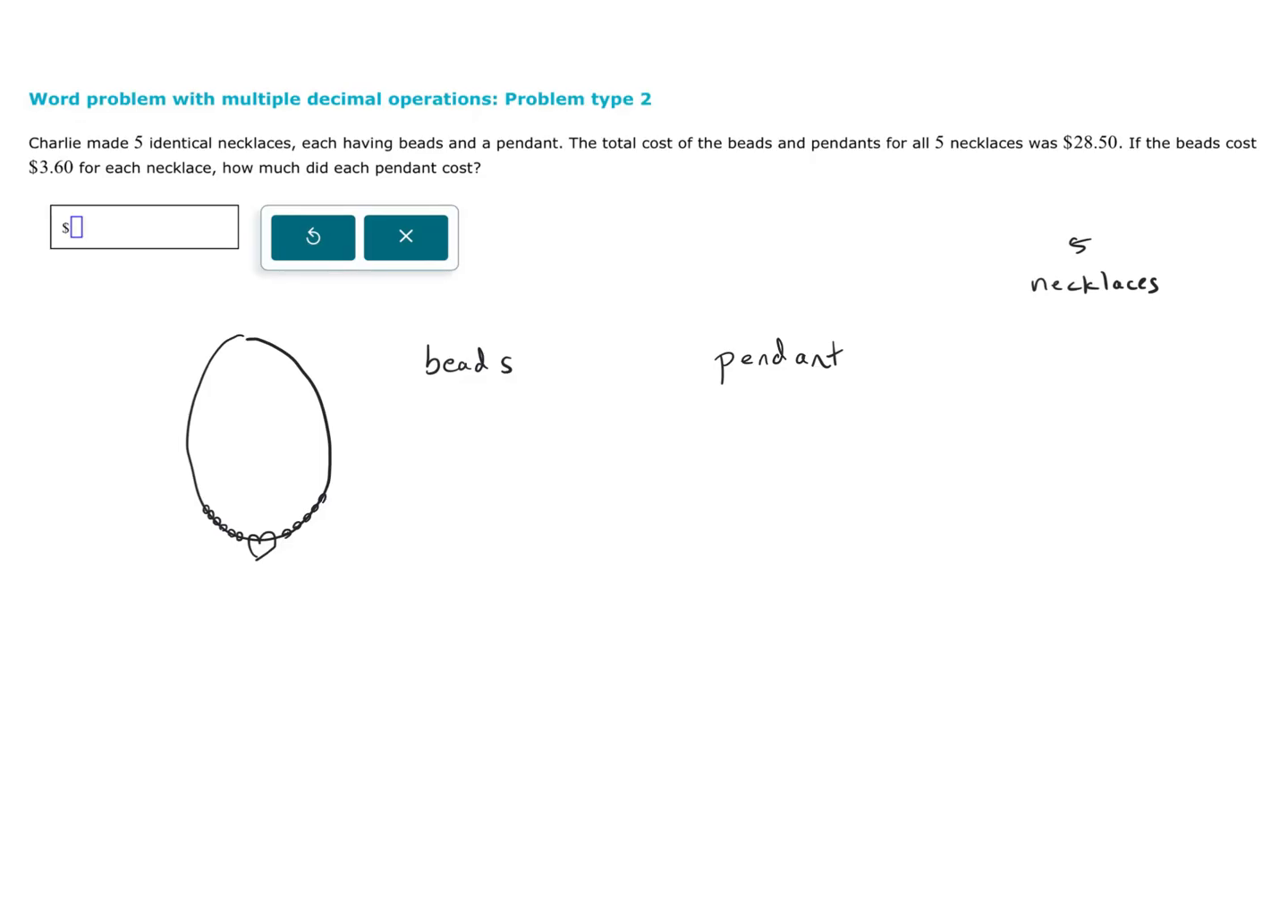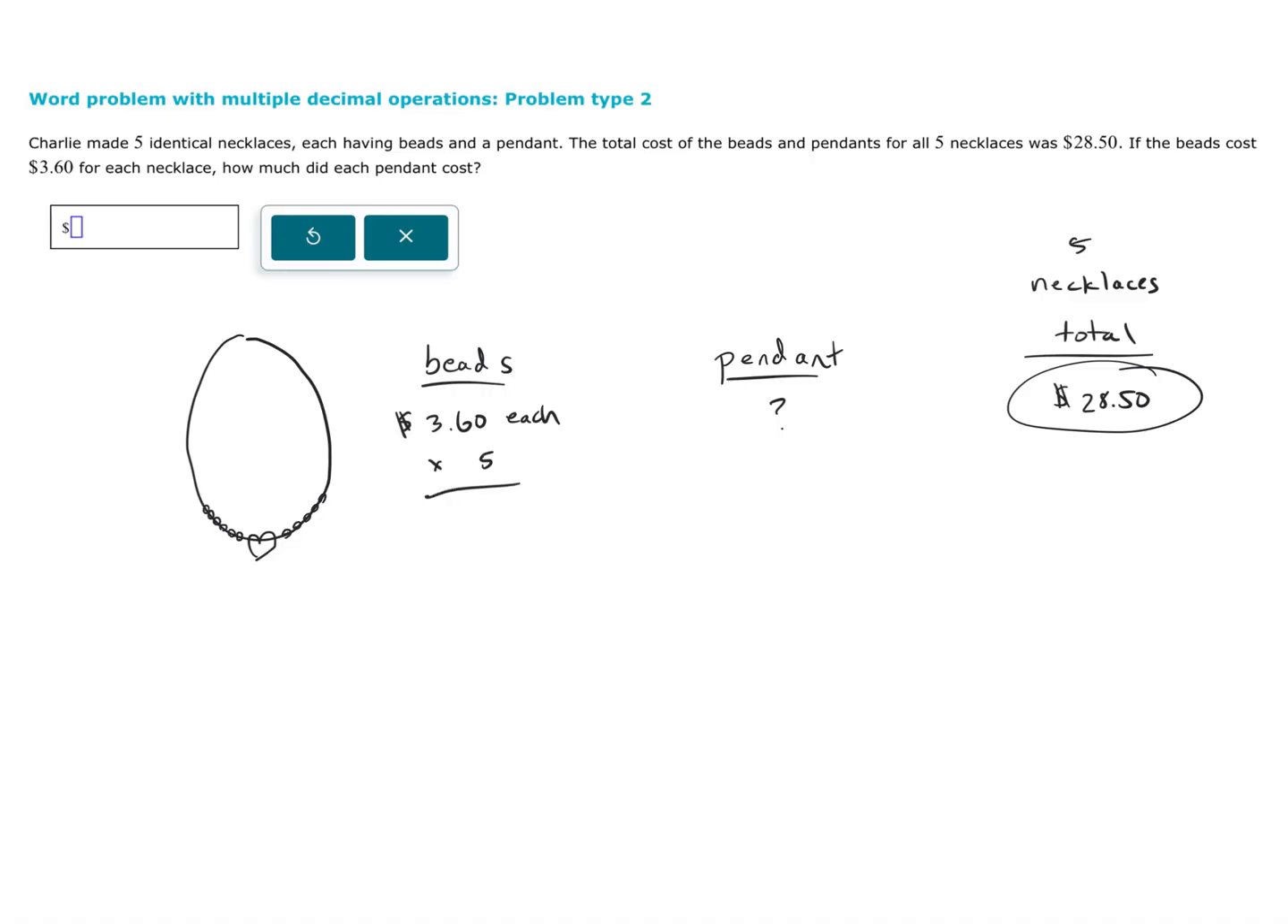We know the total cost of the 5 necklaces is $28.50. We also know the beads were $3.60 for each necklace. So I'm going to write down $3.60 each. And we don't know, let me put some underlines here, we don't know what the pendants cost for each, but remember that this right here is for all 5. So we really need to multiply this by 5 to figure out what it costs us in beads for all 5 necklaces. Because what we're trying to figure out is how much each pendant costs.